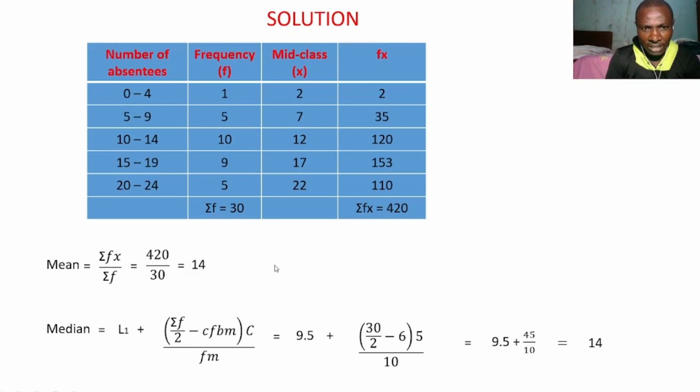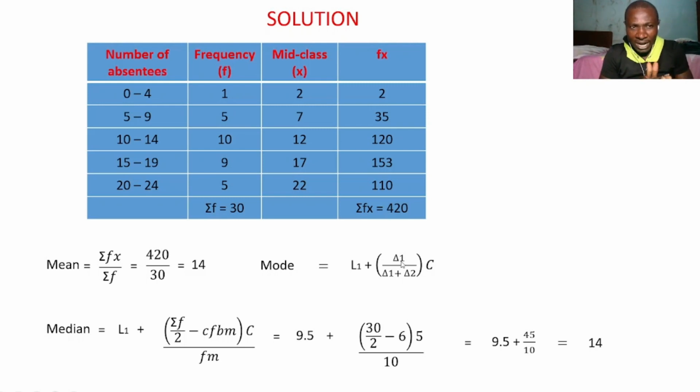Now let's quickly look at the mode. Now for the mode, our formula is on the screen, as you can see. For the mode, we have L1 plus delta 1 over delta 1 plus delta 2, times C. You have to substitute the values that we have here. Now our L1 is the lower class boundary of the modal class. Our delta 1 is the difference in the frequency of the modal class and the class before it, while our delta 2 is the frequency of the modal class minus the frequency just after it.